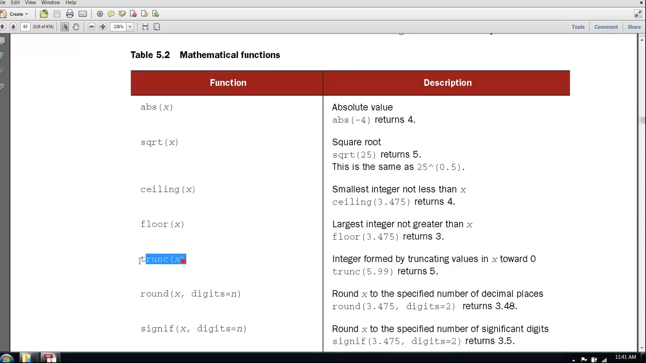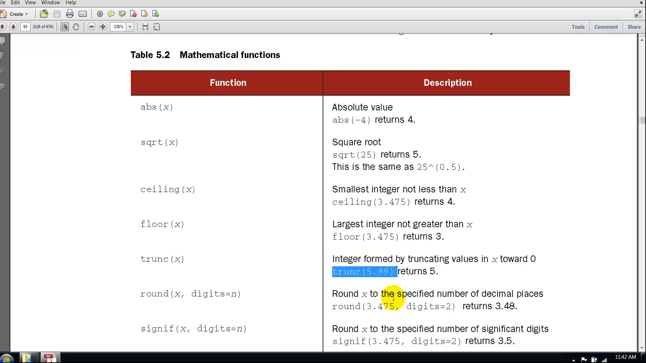And next one is trunc x, truncation. In x, integer formed by truncating values in x towards 0. So you just, this becomes, get rid of the 9, and what do you get? You get 5.